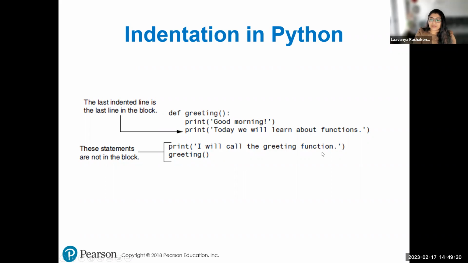Now print, I will call the greeting function, is outside the greeting function. And even outside that, you are calling the greeting function. So the interpreter will jump here and it will print. The first line will be, I will call the greeting function. The next output line will be good morning. Today we will learn about functions. I hope this is clear. In the next video, we'll be talking about designing a program to use functions.